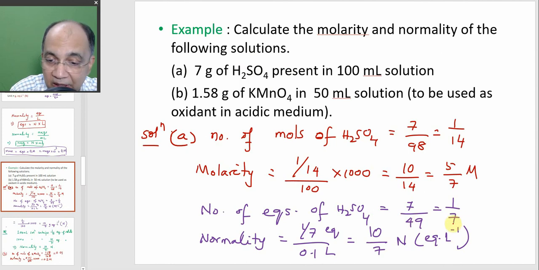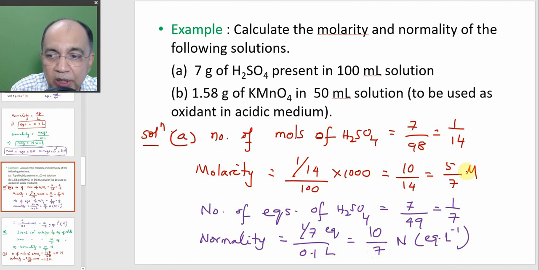So 1 by 7. So normality, as we just learned, is the number of EQs, 1 by 7, divided by the volume in liters, 0.1 directly, or by 100 into 1000, same thing. I showed my way with milliliters; here, your way, it is 0.1 liter. So that gives you 10 by 7. So how are these two related? Molarity numerically is smaller than normality, just like the number of EQs was smaller than the number of moles. They are different.